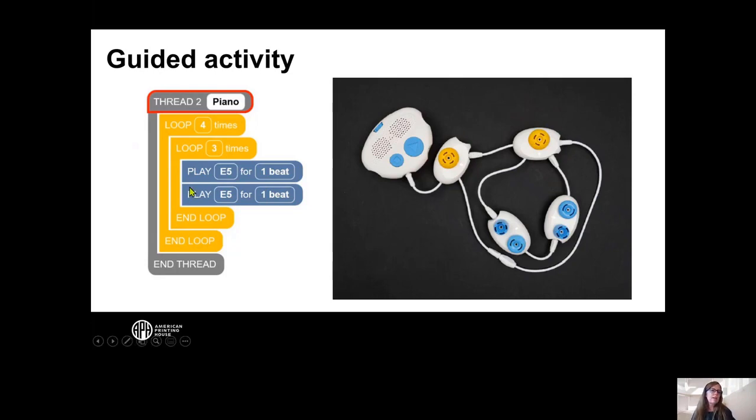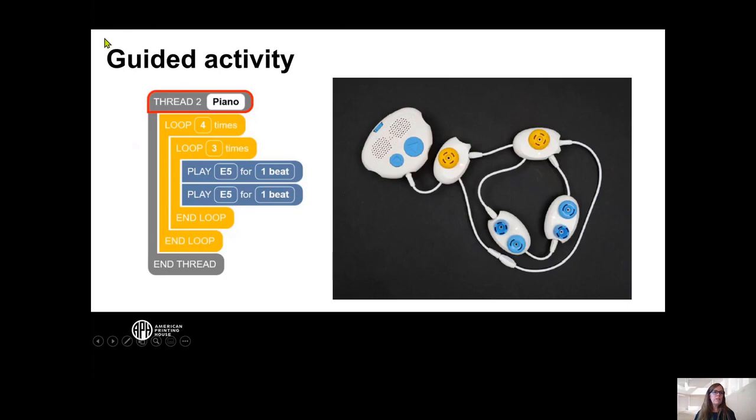But let's look at this app, the block coding and the code card, and kind of think about this. So we have 2 play pods, so we're going to be hearing 2 sounds. And that is inside that loop that's telling us to play it 3 times. And then the outside loop is telling us to play that inside loop 4 times.